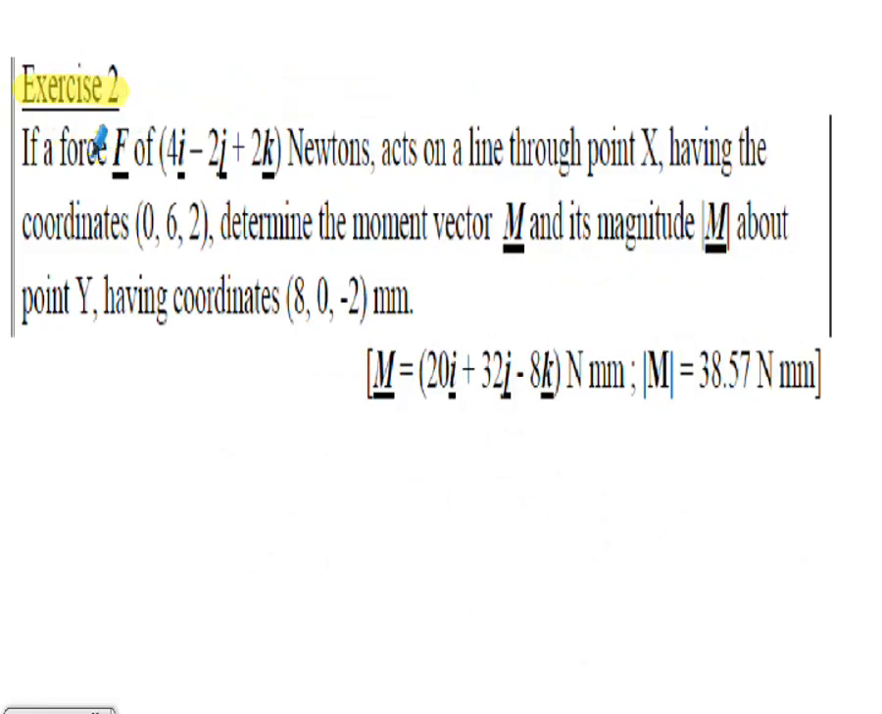Exercise 2. We've got a force F of 4i minus 2j plus 2k newtons that acts on a line through a point X that's given the coordinates of 0, 6 and 2, x, y, z. We've got to determine the moment vector M and its magnitude about point Y, which has the coordinates of 8, 0, minus 2, x, y, z, in millimeters. I would encourage you to stop the presentation here and attempt exercise 2 based on the work we did on the previous slides. The answers are shown here in the square brackets and the solutions are given over the page, but I would encourage you to attempt it first before reviewing the solutions.